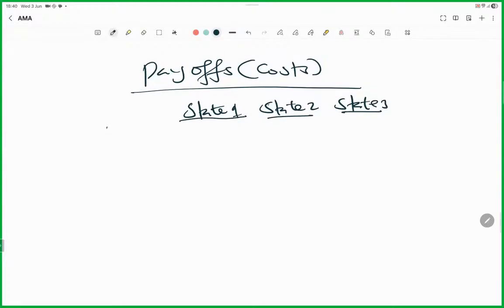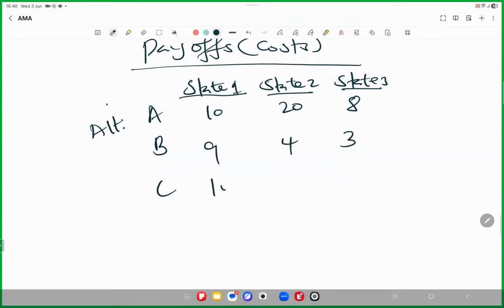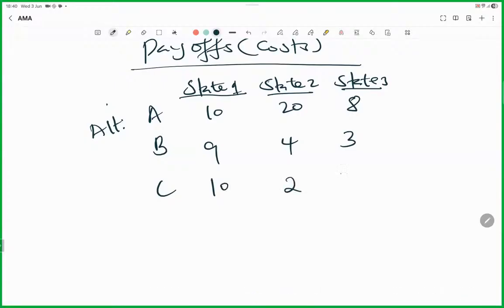And then we have alternatives here. A, B, C. 10, 20, 8, 9, 4, 3. 10 to 19. So I want you great students here, for 1,000 shillings, to give me the maxi decision. 1,000 shillings. Remember, it's about the one who will be able to throw their answer very fast.